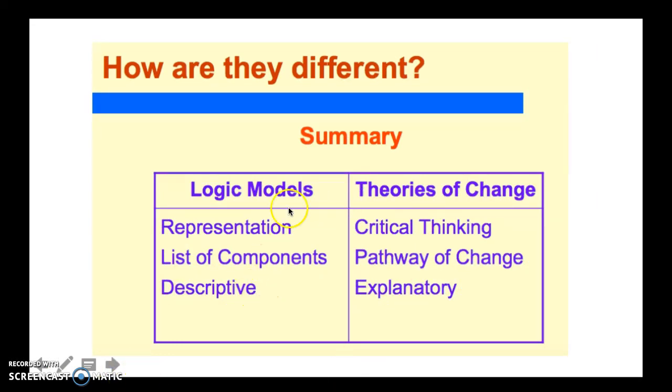So, in summary, the logic model is a representation, a list of components, and it's just descriptive, right? Versus theory of change, rather than just being a representation, it requires deeper levels of critical thinking. Rather than a list, it creates a pathway of change. And rather than just being descriptive, it's explanatory.